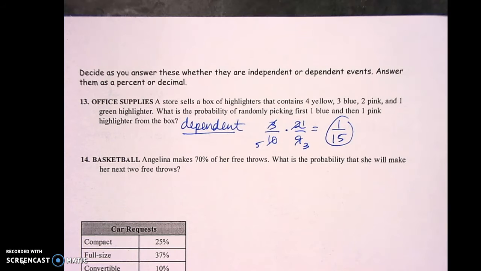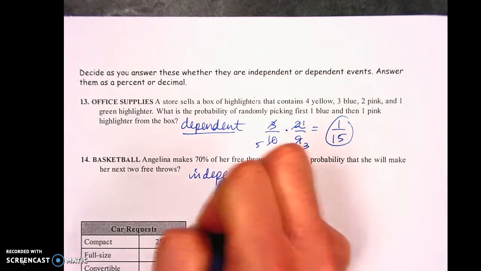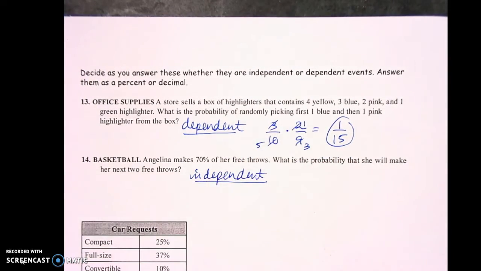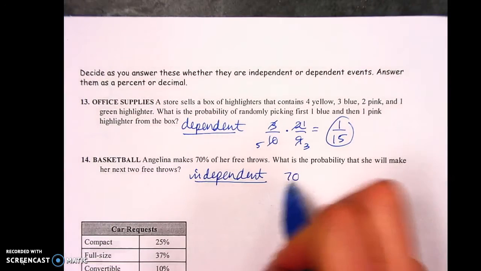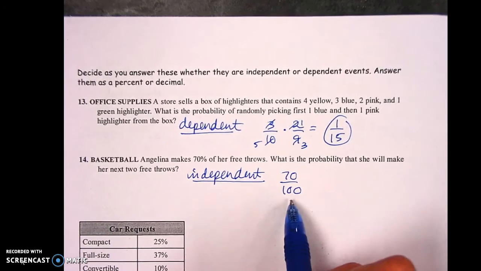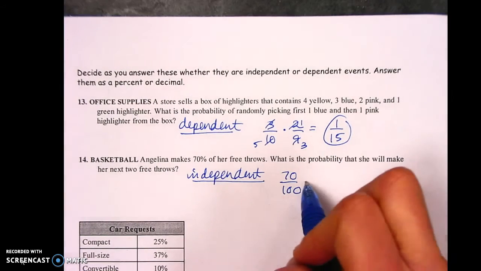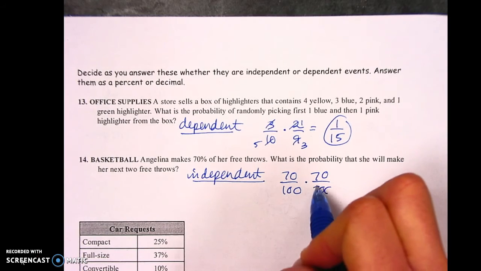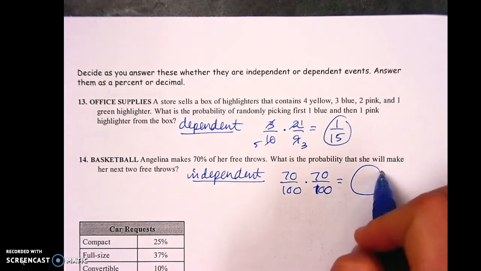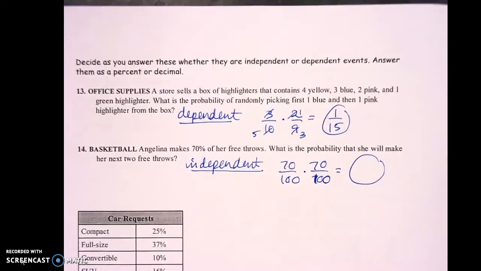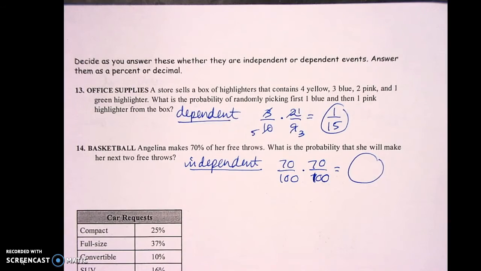So anyways, is this independent or dependent? When she makes 1 free throw, does it affect the probability of her making the next one? No, it does not. So this is independent. So to figure out this one, we have to remember that percent means what? A number out of 100. So 70% means 70 over 100. So this would be her probability of making her first one. It's also the probability of her making the second one, out of 100. You complete this answer. Make sure it's simplified. What are the chances that she would make her next 2 free throws?